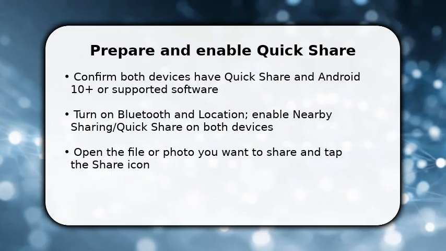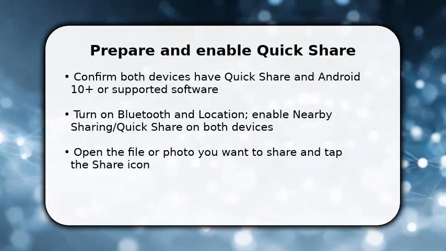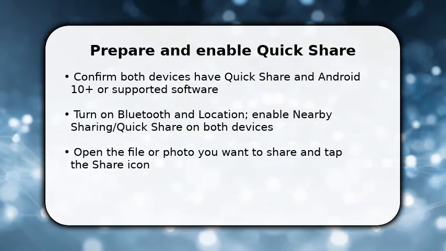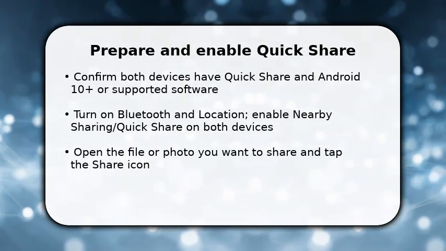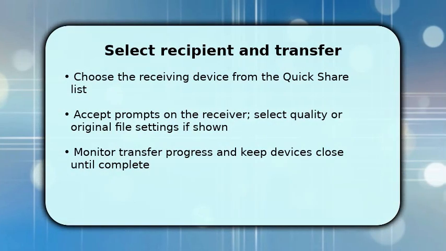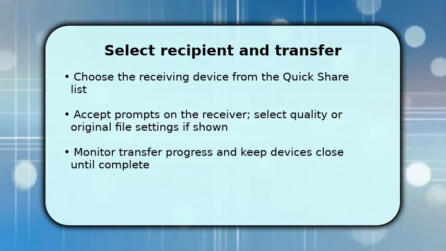This first step connects the devices and reveals recipients nearby, so you can choose the correct device quickly and avoid sending to the wrong contact. You then pick the receiving device from the Quick Share list that appears. Look for the correct device name and icon.